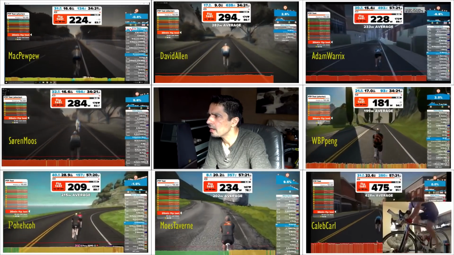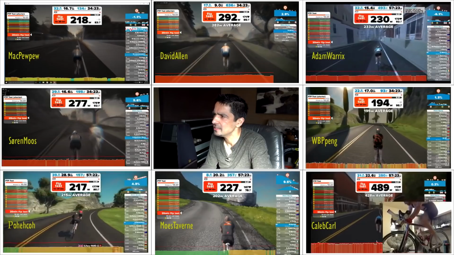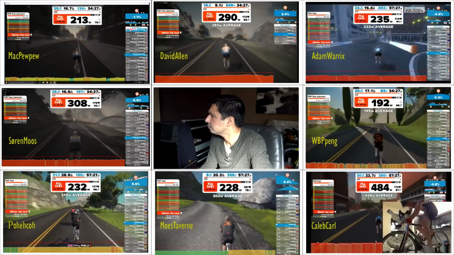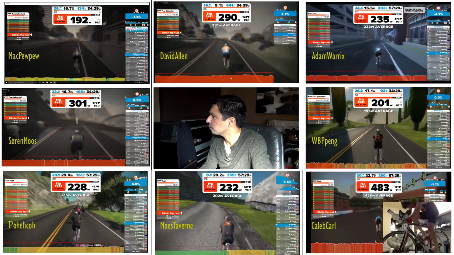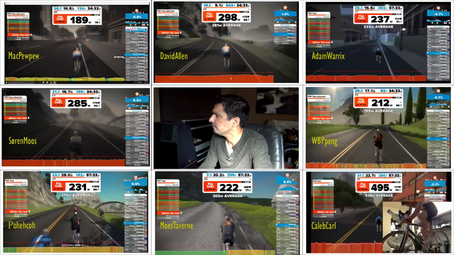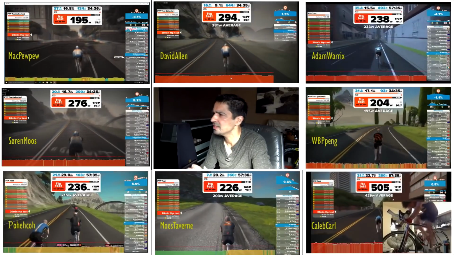Heart rate tracing going up. His efforts high, cadence 93. What did he go through? 10 minutes to go, David went through with an average of 273 watts. So 10 minutes to go, 273. 15 to go, he went to 274. 5 to go, coming up. We'll see how that goes.